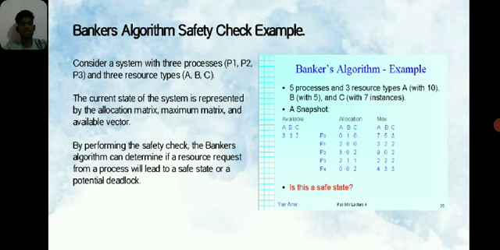Banker's algorithm safety check example. Consider a system with three processes P1, P2 and P3 and three resource types A, B, C. The current state of the system is represented by the allocation matrix, maximum matrix, and available vector. By performing the safety check, the Banker's algorithm can determine if a resource request from a process will lead to a safe state or a potential deadlock.